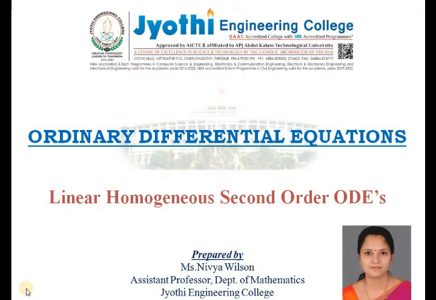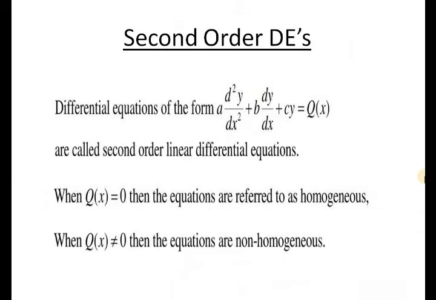Today we are going to discuss the topic linear homogeneous second order differential equations. Differential equations of the form a d square y by dx square plus b dy by dx plus c y equal to q of x are called second order linear differential equations. If q of x equal to 0, then the equations are said to be homogeneous, and if q of x not equal to 0, then such equations are known as non-homogeneous second order differential equations.